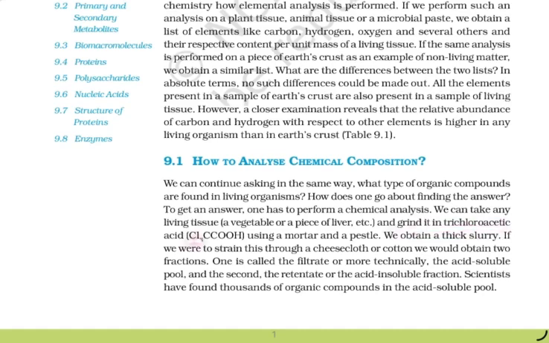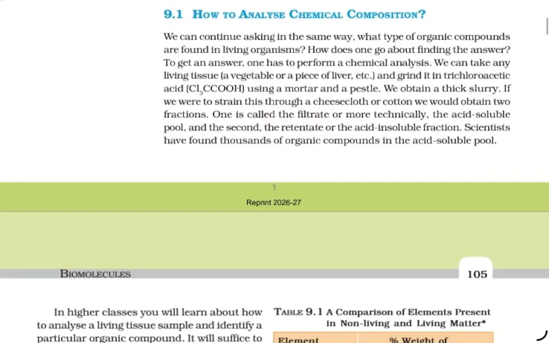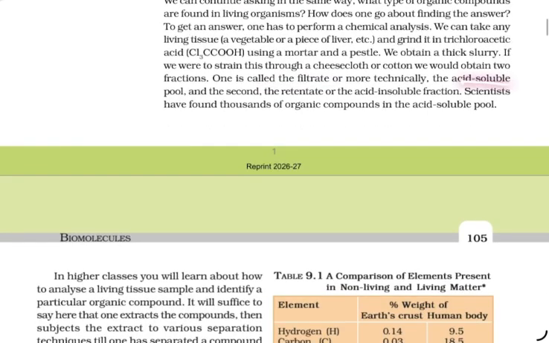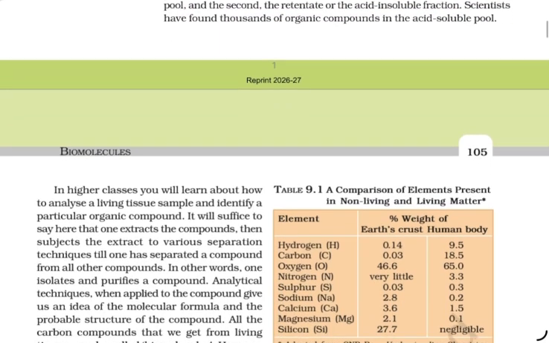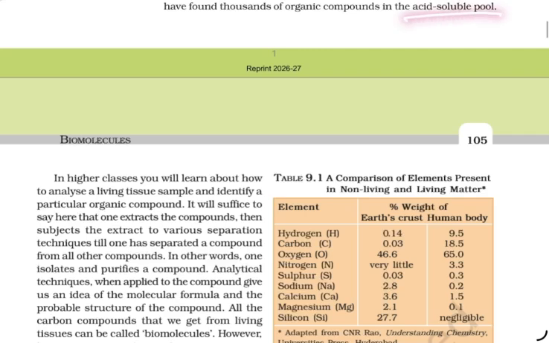trichloroacetic acid, Cl3CCOOH, using a mortar and a pestle. We obtain a thick slurry. If we were to strain this through a cheesecloth or cotton, we would obtain two fractions. One is a filtrate, more technically the acid soluble pool, and the second is a retentate, an acid insoluble fraction. Scientists have found thousands of organic compounds in the acid soluble pool.